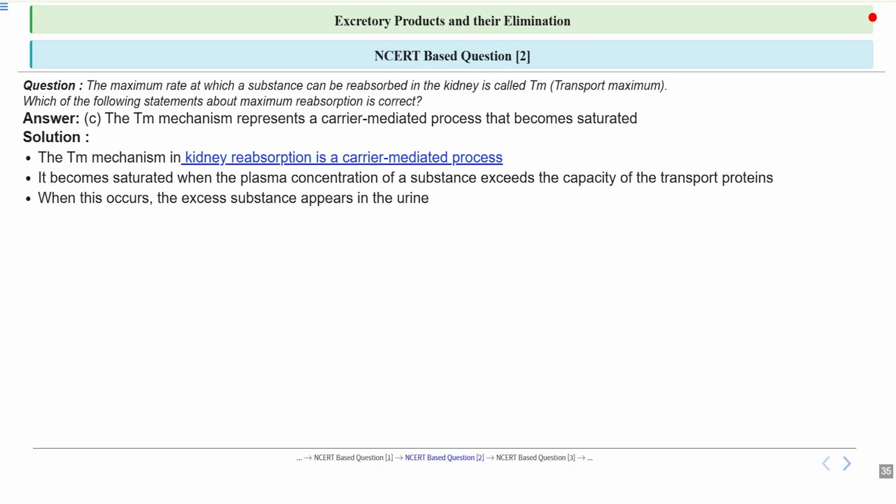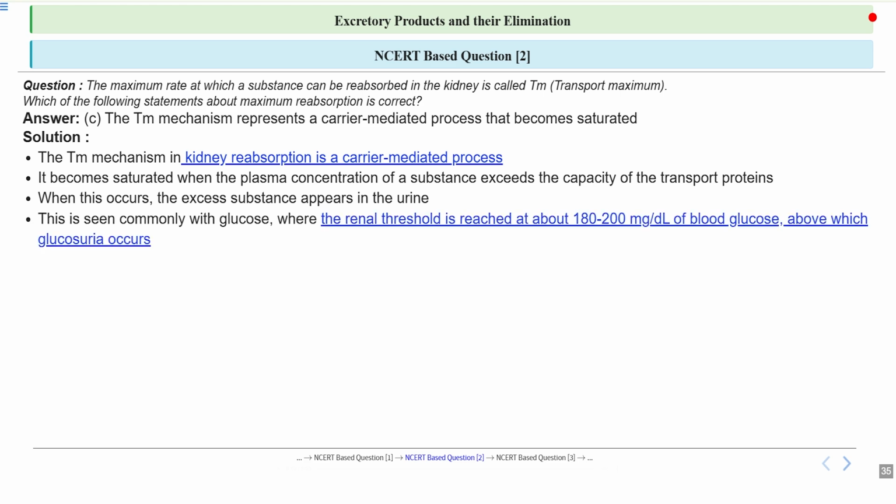This is why, for example, glucose can be found in urine if blood sugar levels are very high. A classic example here is glucose reabsorption. The renal threshold for glucose is about 180 to 200 mg per deciliter of blood. This is very important. If blood glucose goes above this level, the carriers can't reabsorb all the glucose, so some spills into the urine, a condition called glucosuria. This is often seen in people with uncontrolled diabetes. So remember, the TM mechanism is all about the maximum capacity of the kidney's transport system.